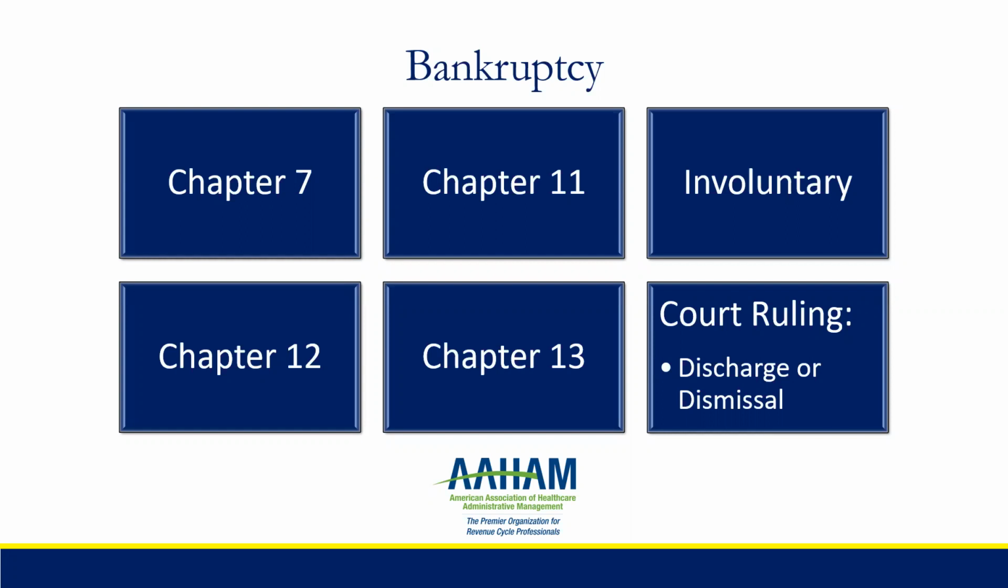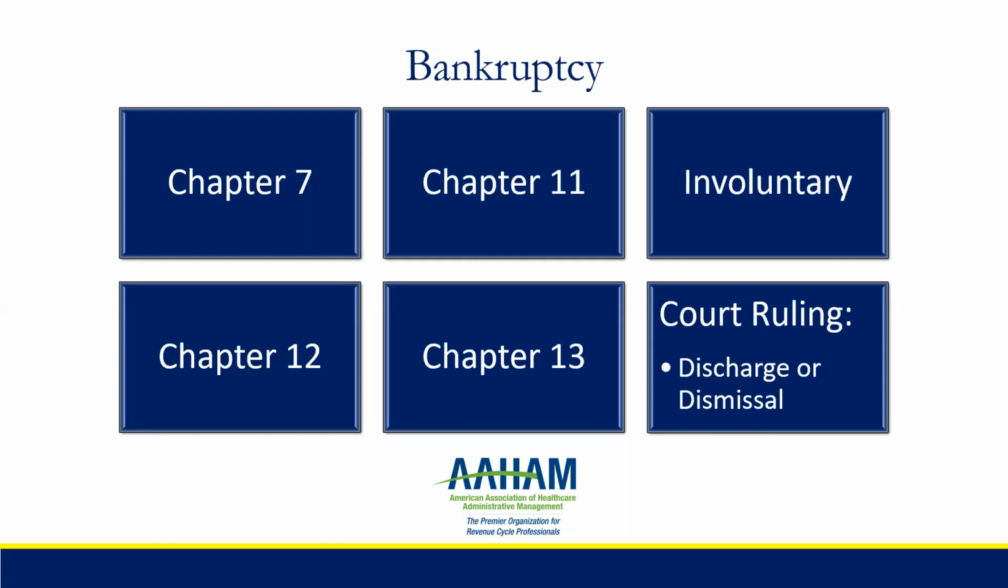Chapter 12 is specifically designed for farmers and providers, and only a family farmer with regular annual income may file the petition for relief. Relief under Chapter 12 is voluntary, and only the debtor can file the petition. Chapter 13 is designed for individuals who want to but are not currently able to pay their debts with regular income. There are 2 different court rulings when it comes to bankruptcy cases: a discharge or a dismissal.